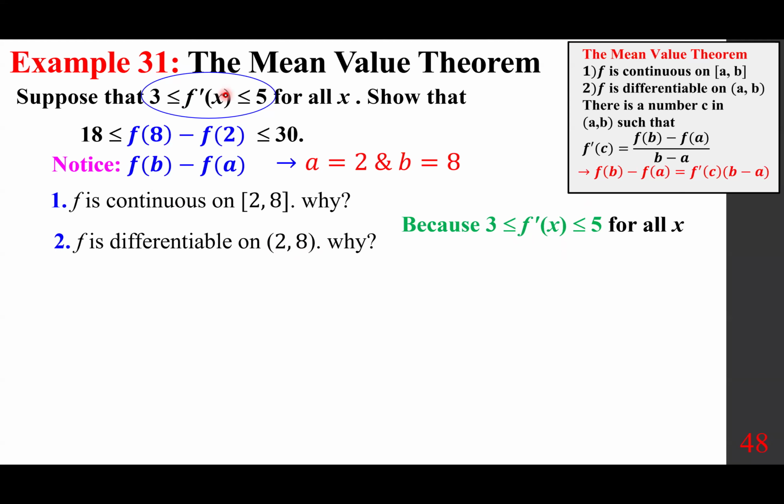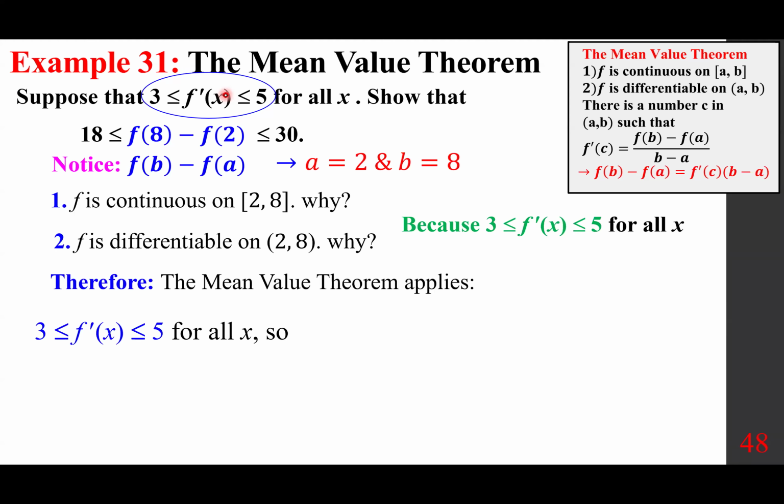Therefore, the mean value theorem applies, and we're going to work with the mean value theorem. If f prime is always between 3 and 5, then this piece, f prime of c, which is f of b minus f of a over b minus a, must be also between 3 and 5. So f prime is always between 3 and 5, so this must be between 3 and 5 as well. So what is a, what is b? We're going to use a equals 2, b equals 8.